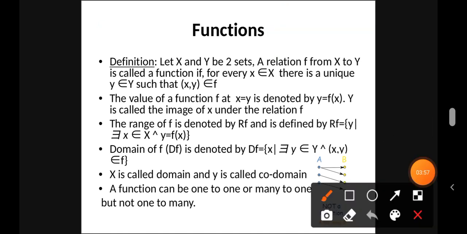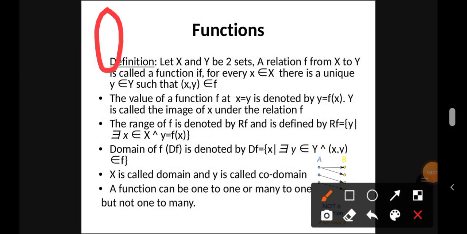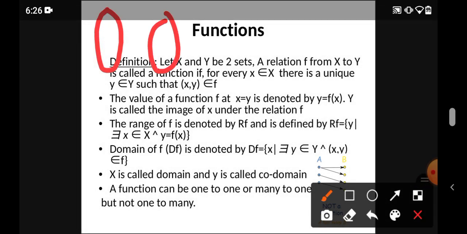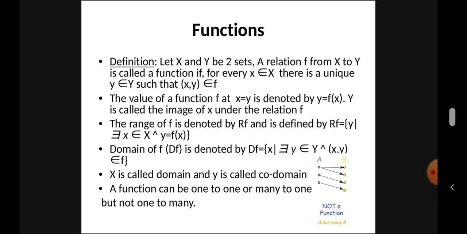Suppose we have another relation like this. So here there are two elements in A and only one element in B, and here many to 1 is possible. So here we can say there is a function. Okay, so 1 to 1 and many to 1 is possible.